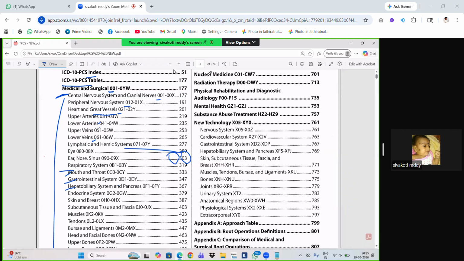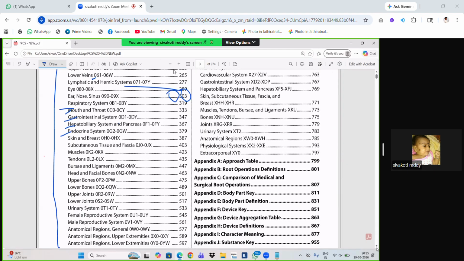Hepatobiliary and pancreas. Hepato means liver. Biliary means gallbladder and biliary tract. And pancreas. If they done the procedure on liver, gallbladder, biliary tract and pancreas, your procedure starts like 0F. Then endocrine, all glands.